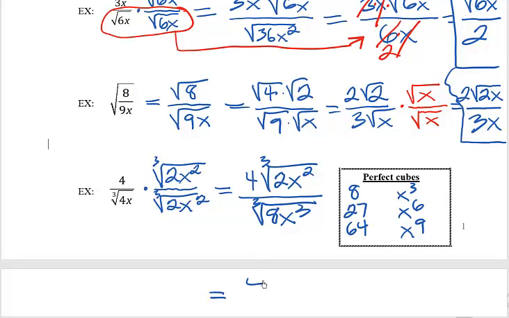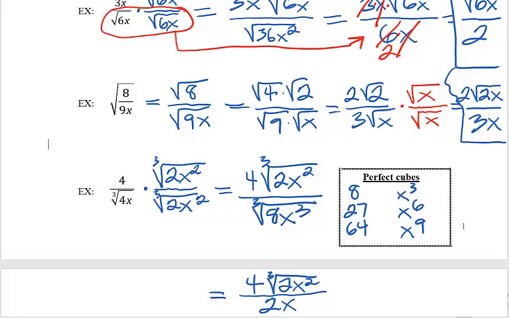And that's what I wanted, because now that stuff has a nice answer. The top, again, I don't think there's much I can do with that at this point. But the bottom, the cube root of 8 is 2. The cube root of x cubed is x. We have rationalized the denominator.